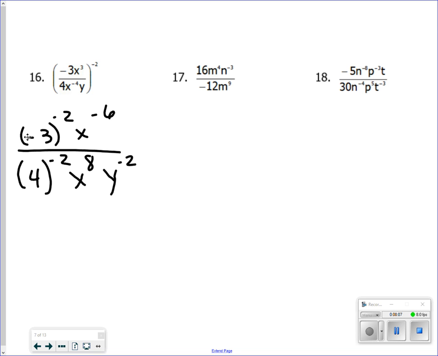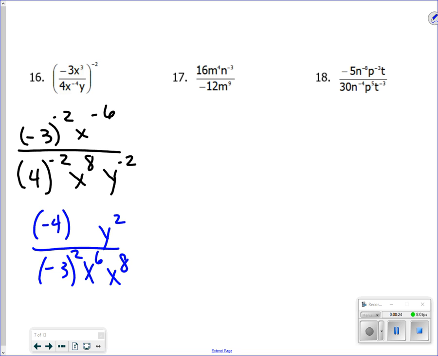As I have said in numerous examples, if you have a negative power, it needs to move. So the negative 3 to the 2nd needs to go to the bottom. X to the 6th needs to go to the bottom. X to the 8th needs to stay on the bottom. Y to the 2nd needs to move to the top. And positive 4 to the 2nd needs to move to the top. So all I did so far is just move things around.